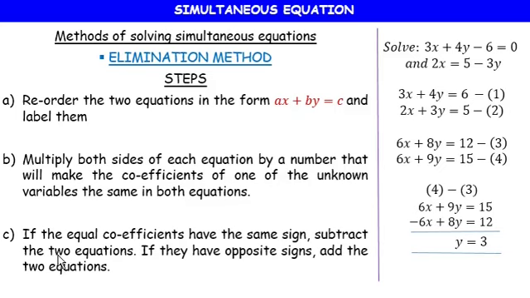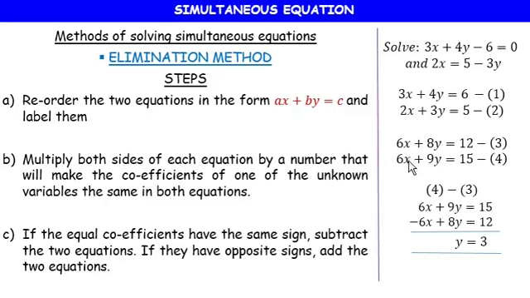So the next thing is to eliminate the selected variable. In eliminating, you have to take note of this. If the equal coefficients have the same sign, then you have to subtract the two equations. If they have opposite signs, you have to add the two equations. So here you can see that the coefficient of x in equation 3 is 6.